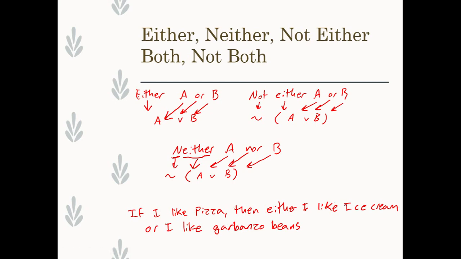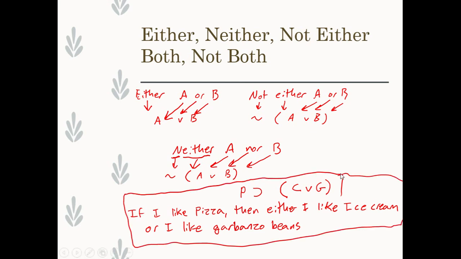This either I like ice cream or I like garbanzo beans tells us set your parenthesis. I like ice cream, we'll go C for ice cream. Then you carry your wedge, or, and then G for garbanzo beans. Then you have your if then statement. If is followed by the antecedent, so you're going to put P for pizza and your horseshoe. And so there is how you're going to translate that statement. If I like pizza, then either I like ice cream or I like garbanzo beans would be P horseshoe parenthesis C wedge G. So that's that either coming in there.